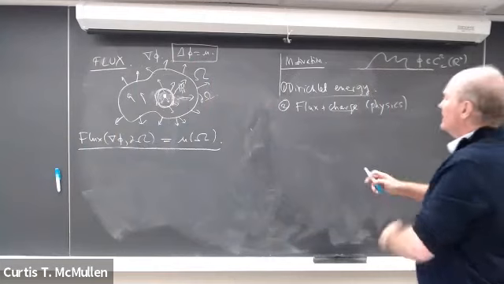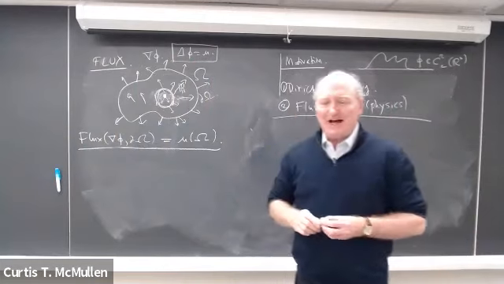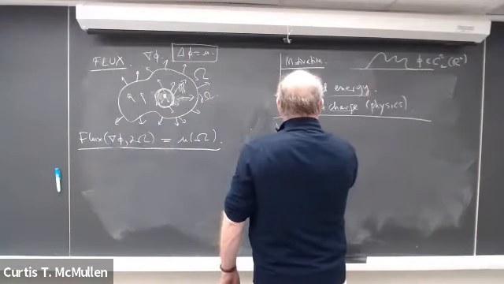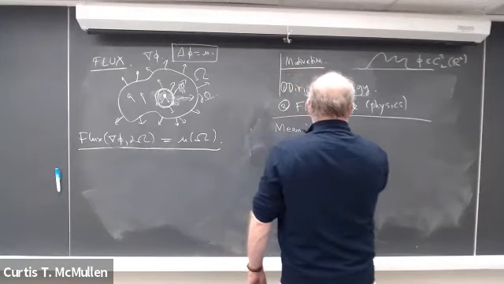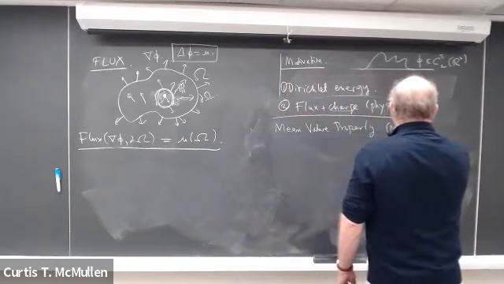Okay, so now we come to one of the main properties of harmonic functions. And this is really what makes the theory work. It's called the mean value property, or the most valuable player, the MVP.